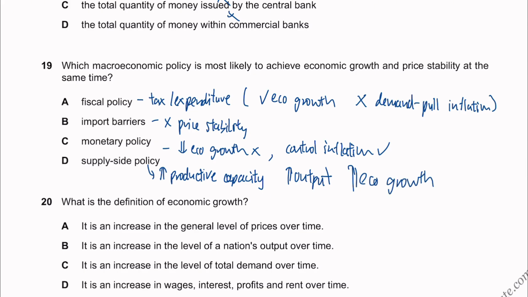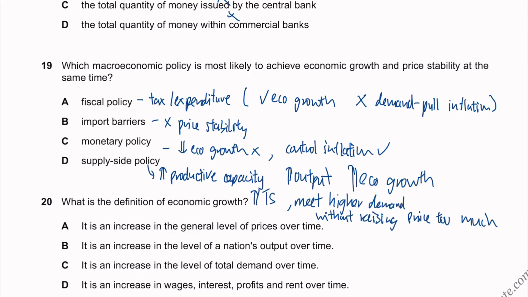It also can achieve stable prices, because often high inflation is due to a lot of demand but limited supply. But when there's supply side policy, your total supply will increase. So when your total demand increases as well, the total supply can meet the total demand. So there will not be much increase in the prices. So D is the correct answer.